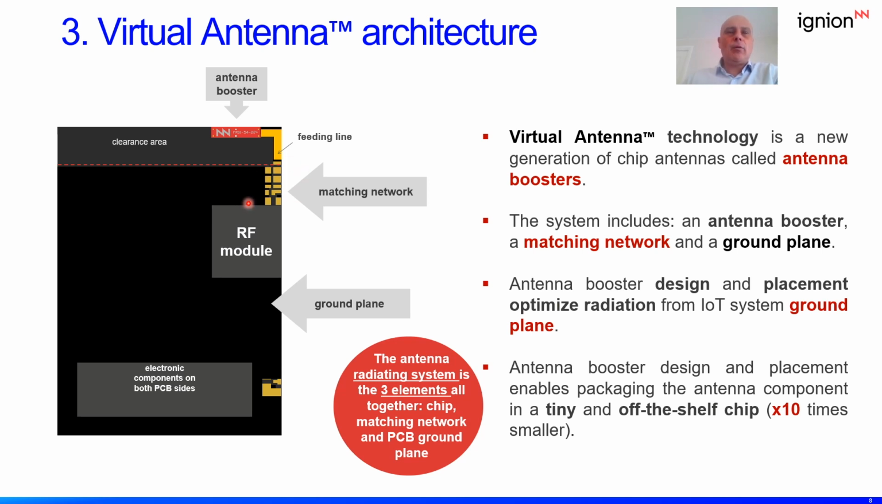Then we have the matching network to allocate the matching network comprising lumped components, capacitors, and inductors. And then we have the transceiver, the RF module, in charge of transmitting and receiving the information. What the matching network does is maximize the power emitted by the transceiver so it reaches the antenna booster and radiates into space. Thanks to this architecture, virtual antenna products can be 10 times smaller than any other product in the market.